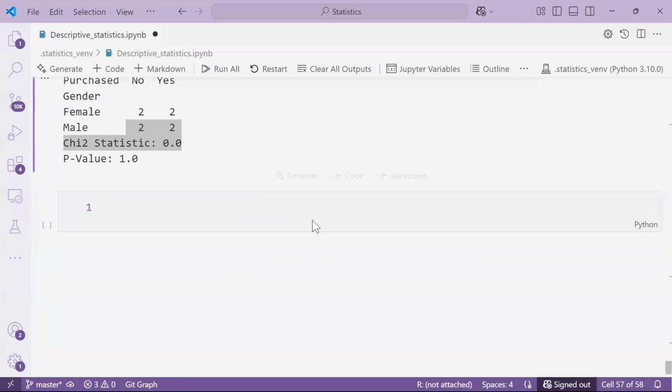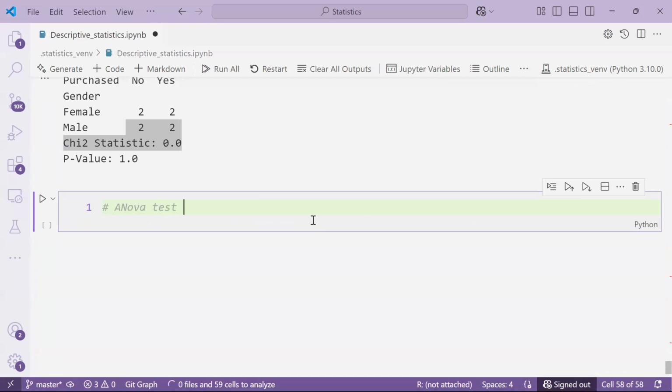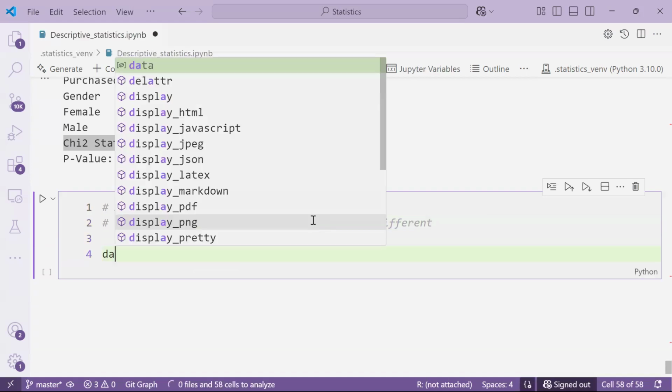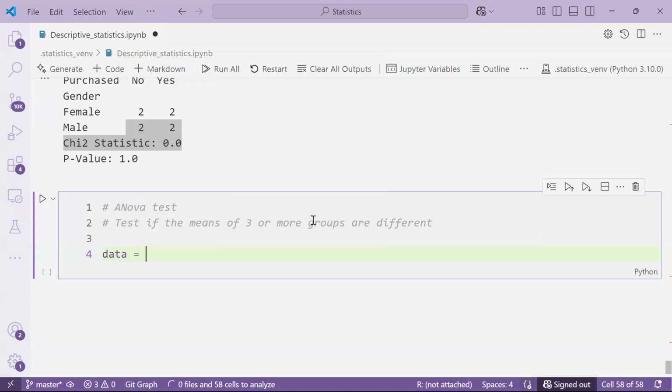Last but not least, the ANOVA test. You already know that if you want to compare the means of three or more groups, to test whether the means of three or more groups are same or different, we can easily check that with the help of the ANOVA test. So here we do have data for that, and we can take it as anything.